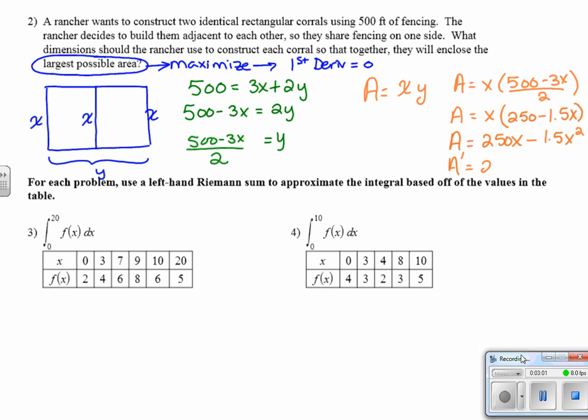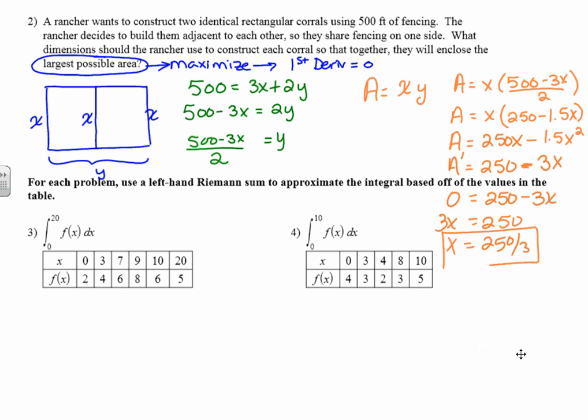First derivative would make this 250 minus 3x. Maximize that baby. So 0 is equal to, whoops, this should be minus, 250 minus 3x. 3x is equal to 250. Divide by 3. 250 over 3 is my x value.